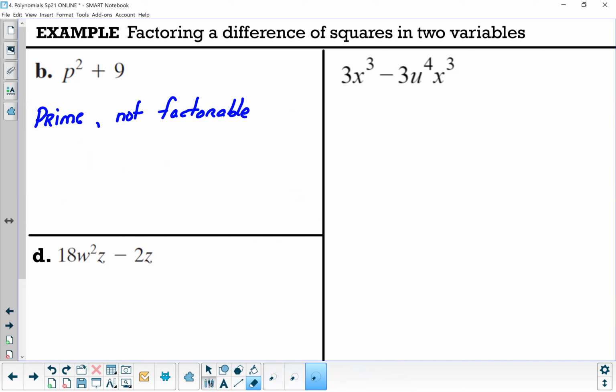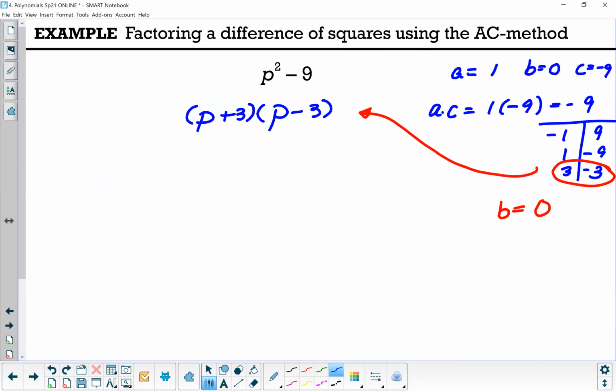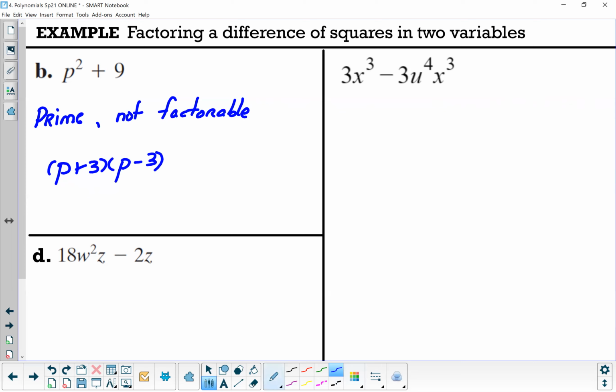Okay, or perhaps you think, well, that doesn't work. Well, what about P plus 3 and P minus 3? Well, that's what we got in our previous example. That equals P squared minus 9. That's not going to work.